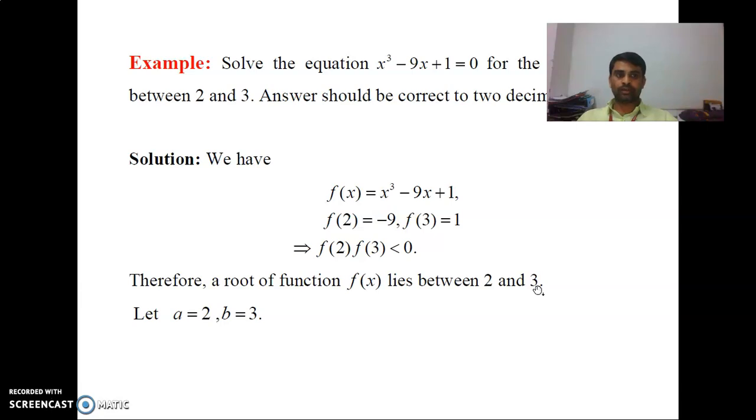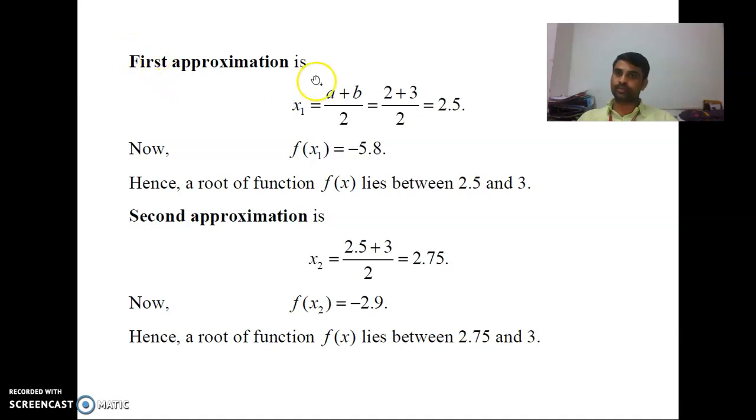Then we calculate the average value of 2 and 3. It is denoted by x1, or known as the first approximation. So we get x1 equals 2.5. Then we calculate f of x1. So f of x1 is minus 5.8. It has a negative sign. Then the root lies between 2.5 and 3. Then we calculate the second approximation. So we get x2 equals 2.5 plus 3 divided by 2. So it is 2.75. Then we calculate f of x2. It also has a negative sign. Then the root lies between 2.75 and 3.